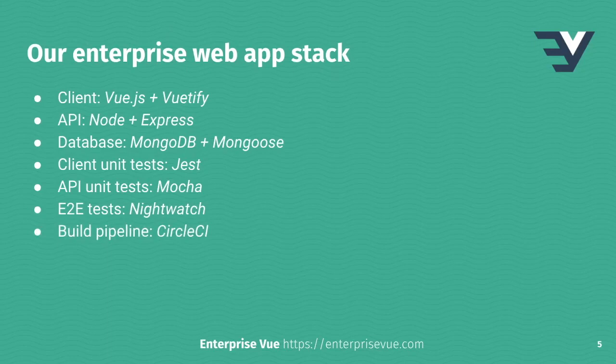CircleCI will be the platform we use to host our deployment pipeline. And lastly, we'll use Heroku to provide cloud hosting. We'll also be using a variety of other development tools like Vue CLI 3, Postman, ESLint, a variety of Vue plugins like Vue Auth and Vuelidate, and many others that we're going to address as we get to them.